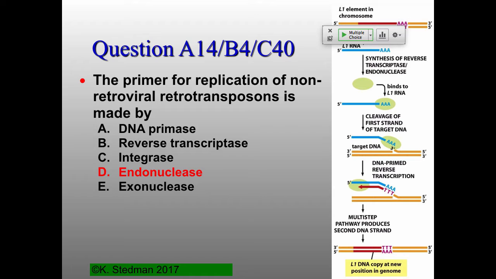This one, I think 4% of the people got the same answer as me, which means I did a really, really, really crummy job of explaining it. Primer for replication of non-retroviral retrotransposons is made by DNA primase, reverse transcriptase, integrase, endonuclease, or exonuclease. The key here really is, where's the primer? What's the primer? It's got to be a 3'OH. Where does that 3'OH come from? It comes from this cut DNA. And that's in the middle of DNA, so it's going to be an endonuclease.